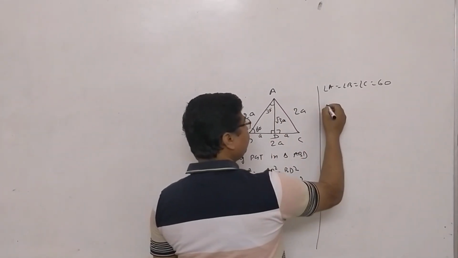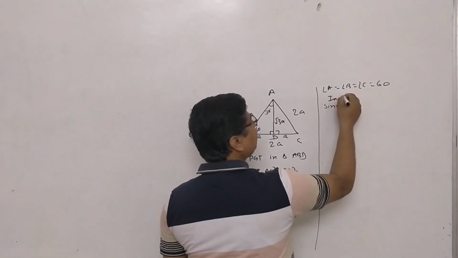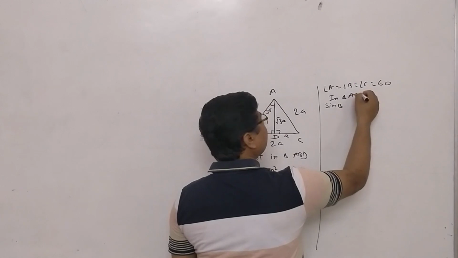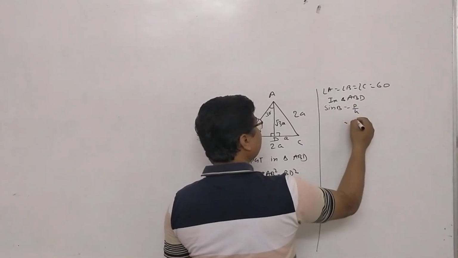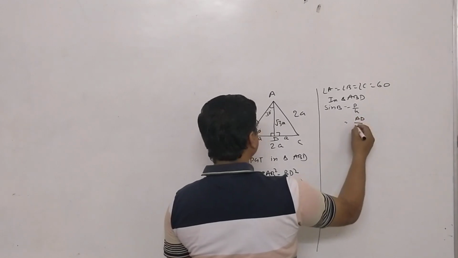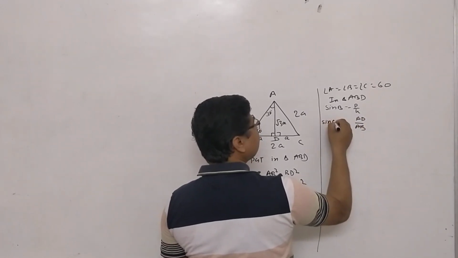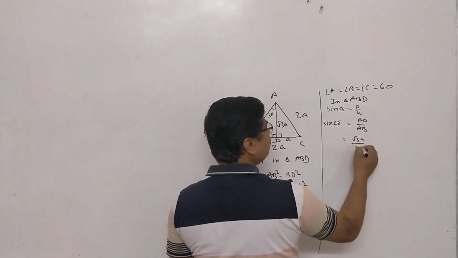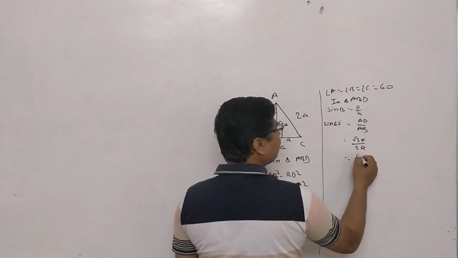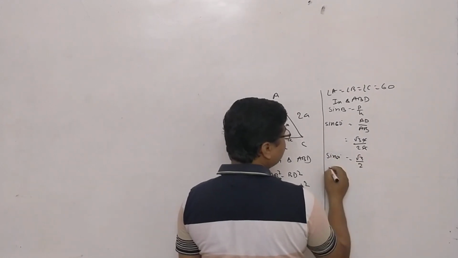Now suppose we want to find sin B in triangle ABD. So sin B will be, formula is P by H. P is here AD, H is here AB, and put the value of B as 60 degree. AD is root 3A and AB is 2A. Cancel them. You will get root 3 by 2. That is sin 60 equal to root 3 by 2.